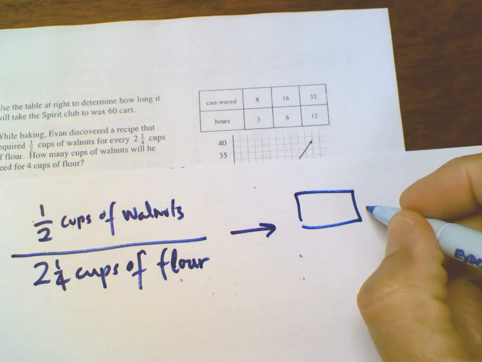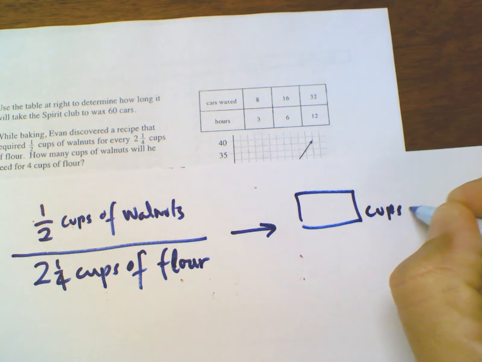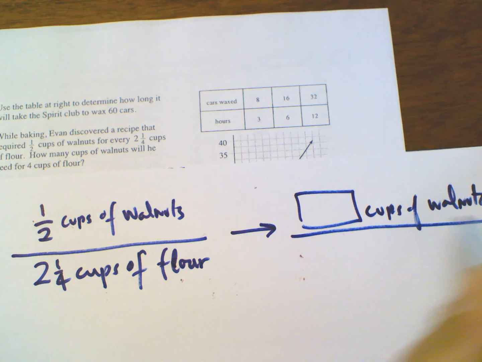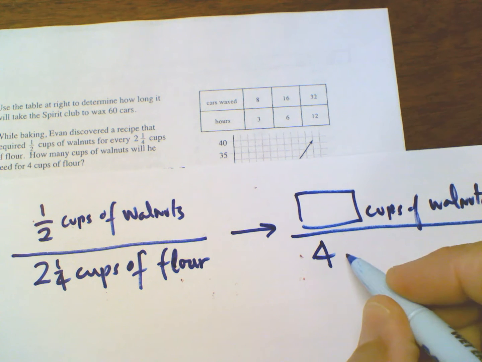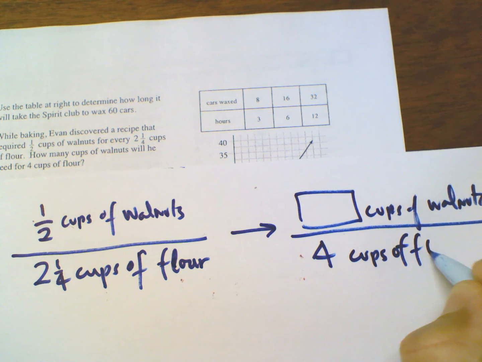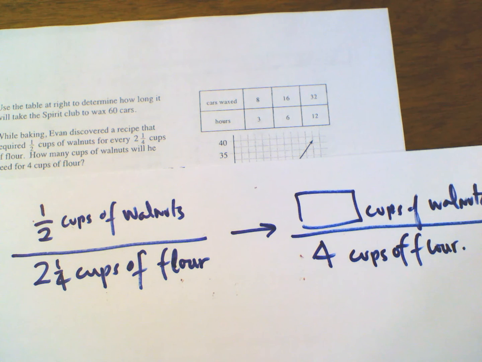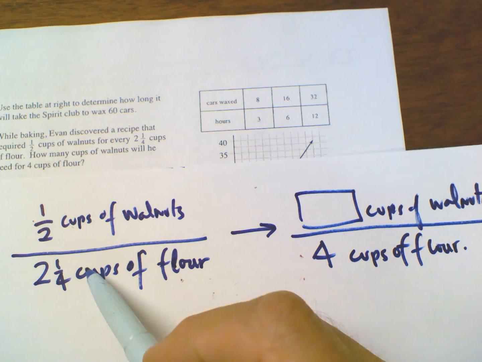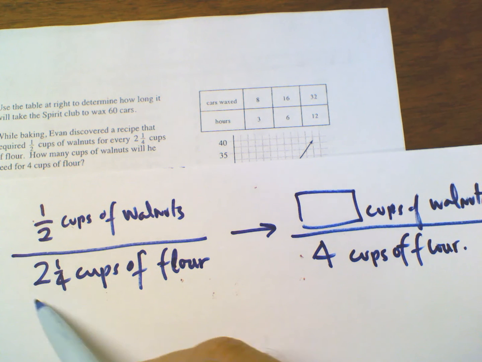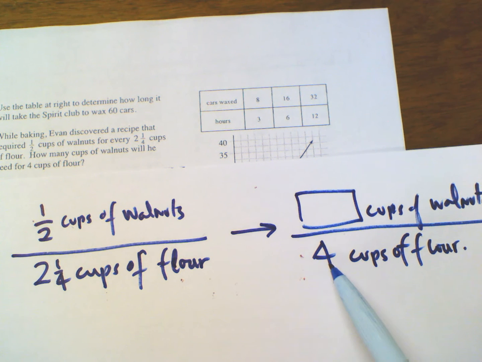How many cups of walnuts, so cups of walnuts, for what they want is 4 cups of flour. So I have a proportion is what I have. I have a proportion set up where I want to convert this to this. So I look and I say, okay, is there a quick, easy way to take 2 1/4 to make it 4? Can't quite just double it, right? That's not going to work.